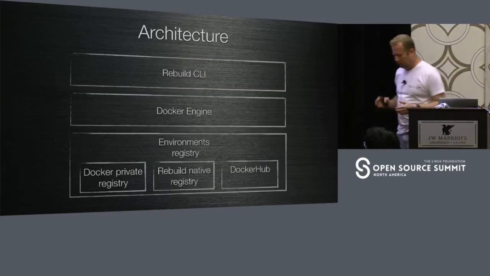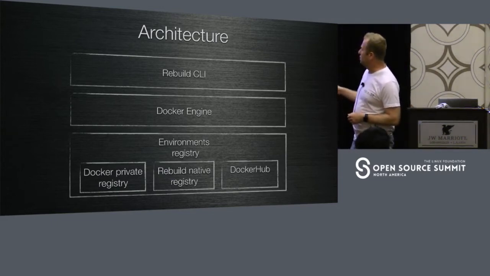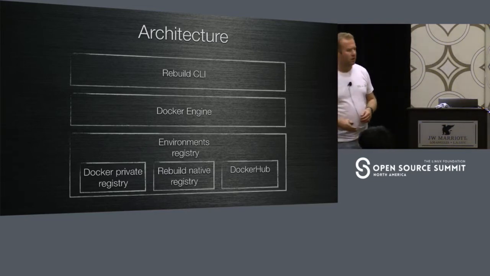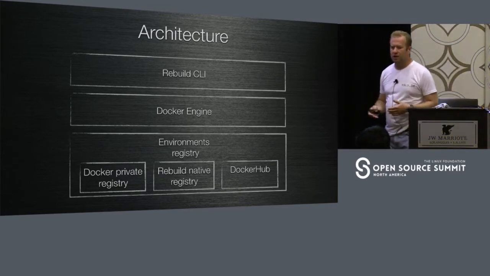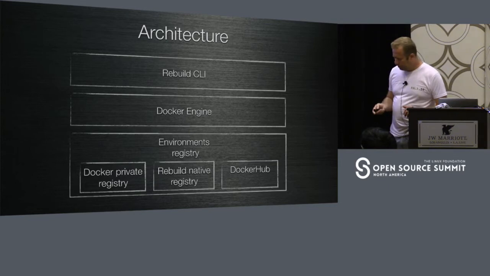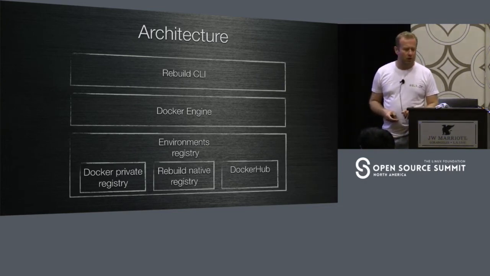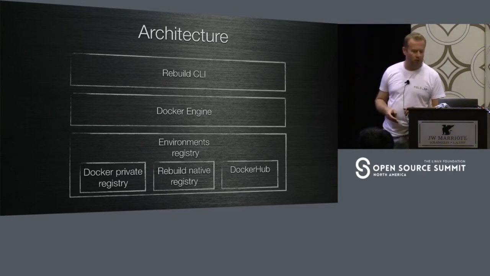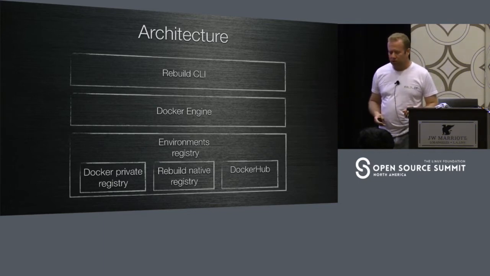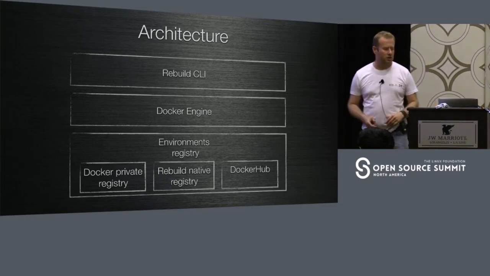So let's look at the architecture. First thing, as you already saw, we use the rebuild CLI to interact with rebuild, and this is a gateway for the developers or for your scripts on CI or build server to use rebuild. We have also something that we call the environment registry, and we can work with several registries now. We can work with Docker Hub if you want your environment images to be public. We can work with Docker private registry, and we have our own rebuild native registry, and we are leveraging Docker engine to run and manage the container images.